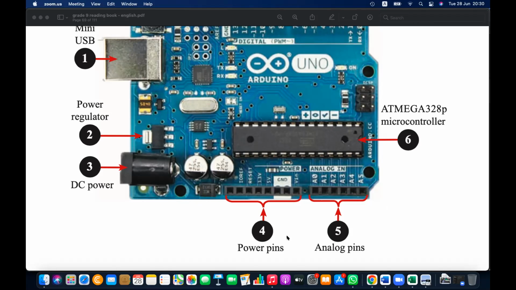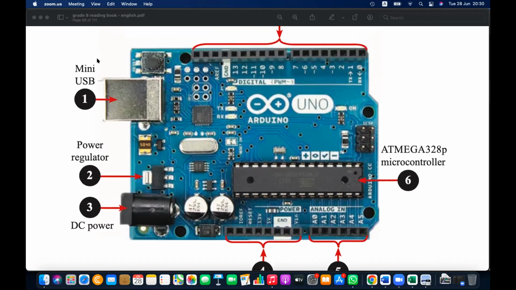Then the power pins. So you have ground pin, 5 volt pin, 3 volt pin, reset, and so these different pins are there. And also V in, voltage in, you can give input voltage there. So DC power, so basically you can provide different power levels, 9 volt, 12 volt, 5 volt even, and the power regulator is to control the power.